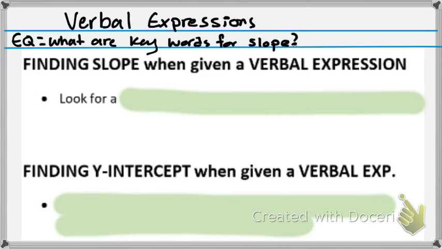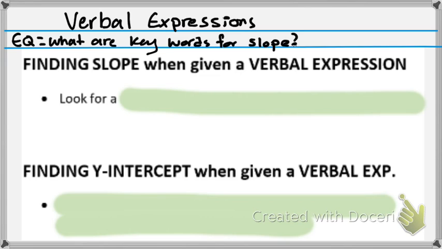Today we're going to continue on writing equations using verbal expressions. So our essential question is, what are the key words for slope? And our learning target is I can identify slope and the y-intercept of a verbal expression. Okay. So this is just a review of what we've been doing the past 2 days.